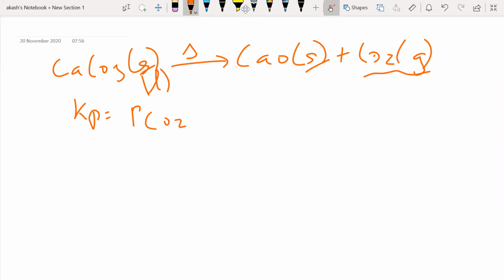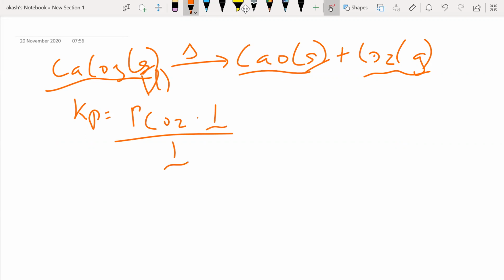I should have the partial pressure of CaO, but it's a solid so I'm not putting it. It's just 1 divided by the partial pressure of CaCO3. Again, I just told you it's going to be 1. Whenever you see in a reaction that you have pure solids or pure liquids, you are not going to include them in the Kc or Kp equation because their active mass value is 1.